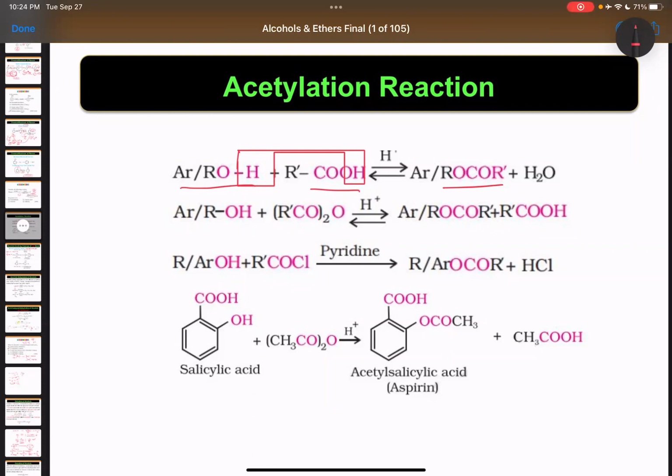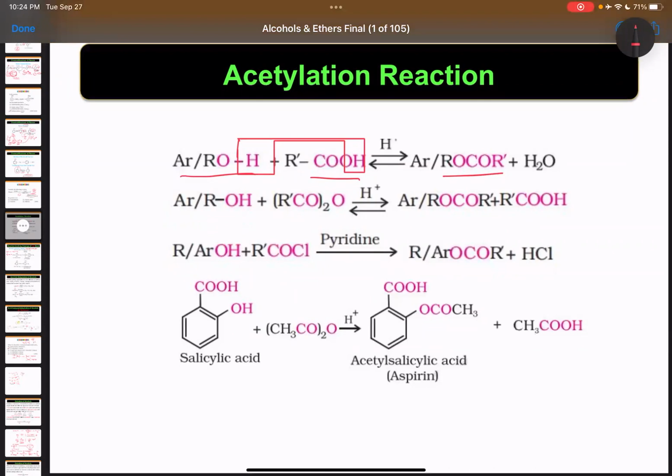If you have an alcohol given, you can put some acid and heat it with concentrated acid, right? And that will give you an ester that will have a fruity smell, right? Yes, sir. Okay.